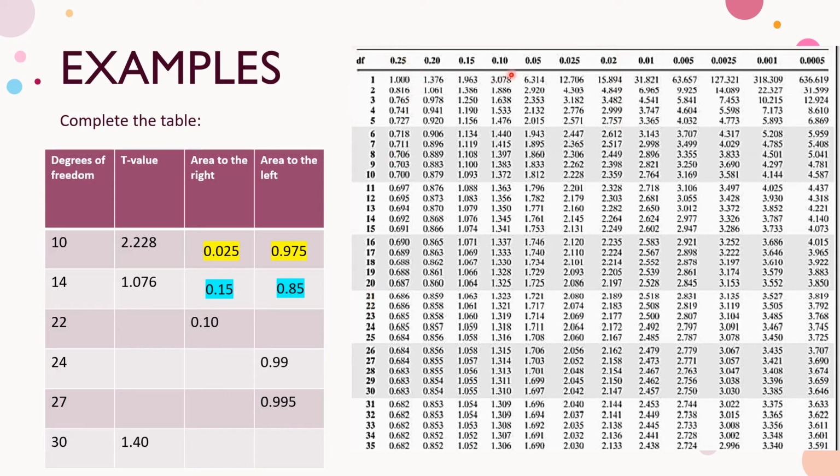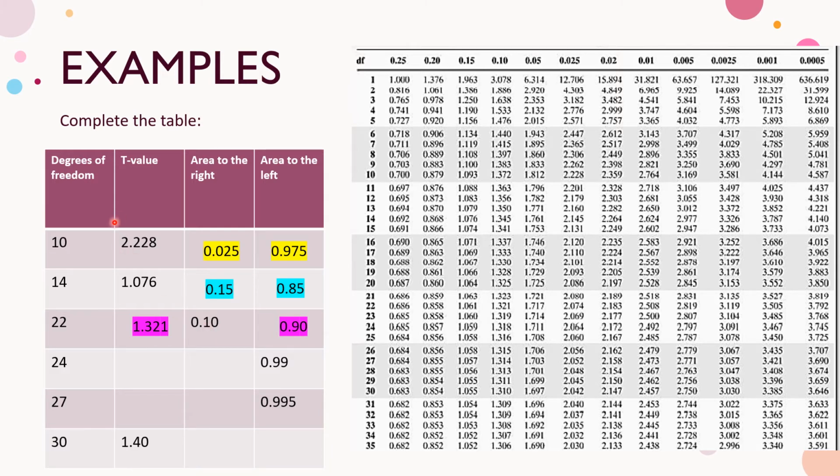So the area is found in this. From 22, we need to find 0.10. So we have here 0.10, and their intersection with 22 is this value. So the t value is 1.321. And the area to the left, again, 1 minus 0.10 is equal to 0.90, or that is 90%.